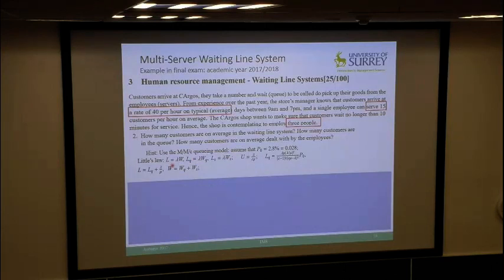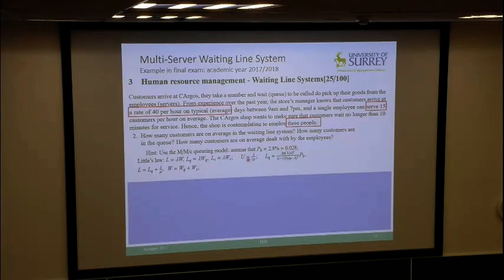The first one, L equals lambda times W. That's pretty simple, just the basic function: the number of customers equals the arriving rate times the time. And also LQ equals lambda times WQ. This is for the queue. And also this is for the service. So these three equations are pretty standard and very basic.